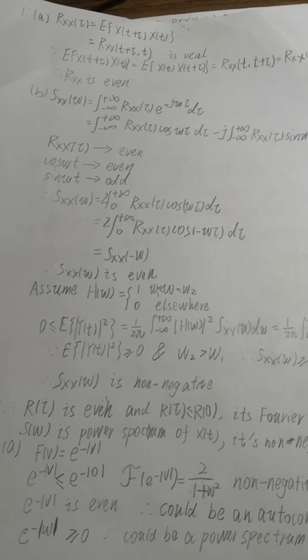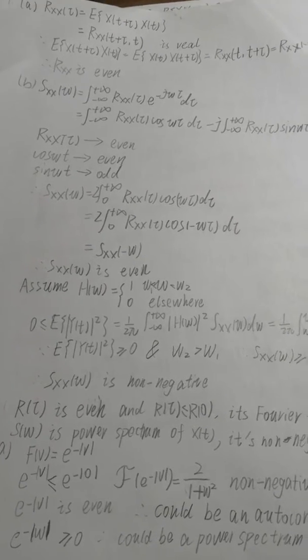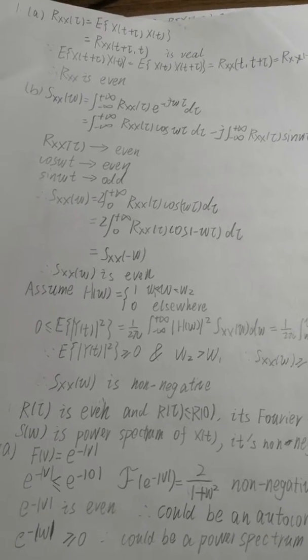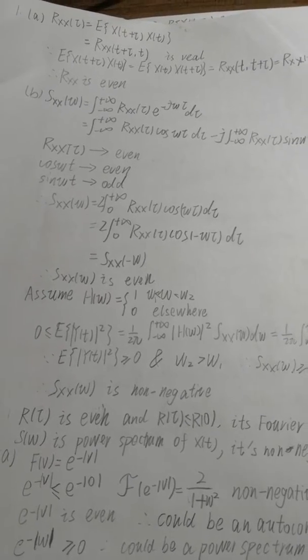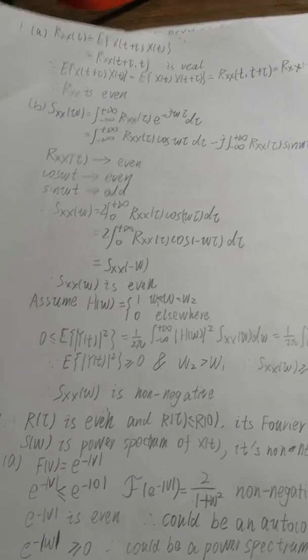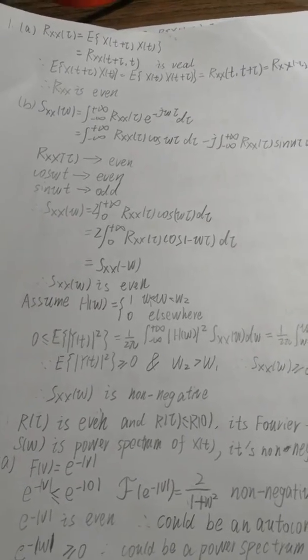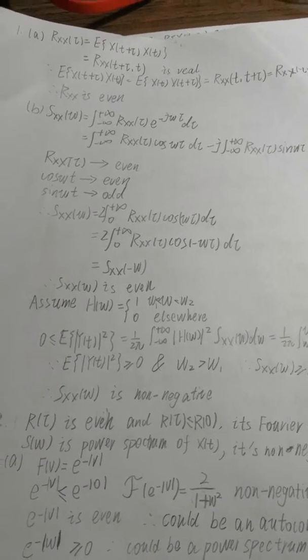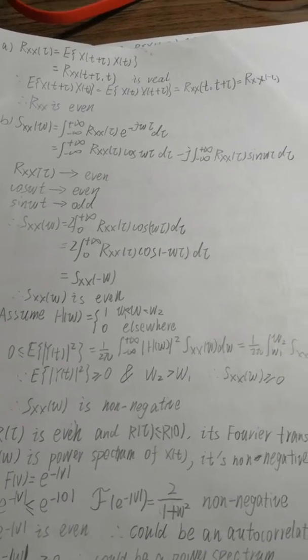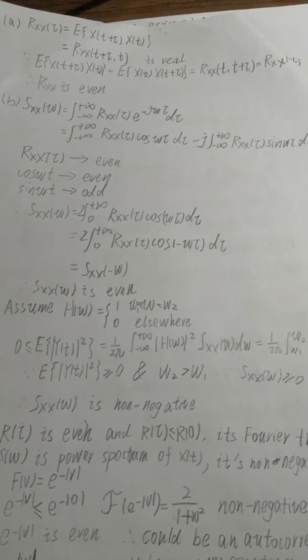So we can get that Sxx(omega) is a non-negative function. So we can say that Sxx(omega) is even and non-negative. So this is the solution for the first problem.